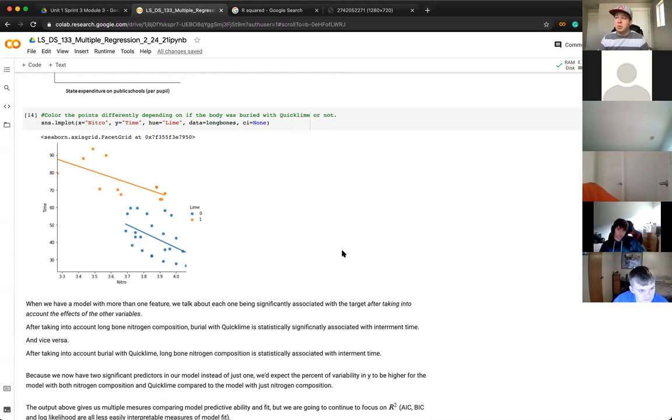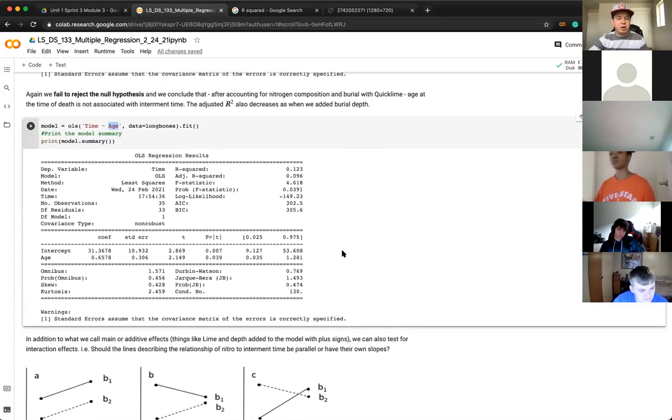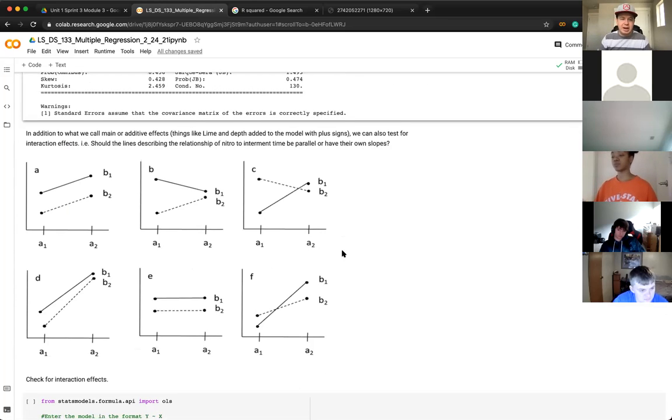That is a possibility with these interaction terms that we can add to our regression line, right? So you'll see something like this, in addition to what we call our main or additive effects, things like Lyme and depth added to the model with plus signs. Those are just regular things that we add on, just a plain X variable.